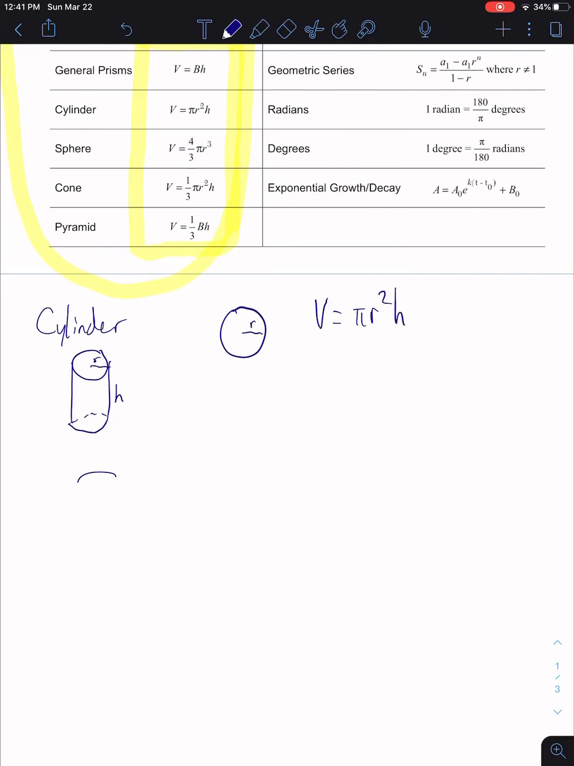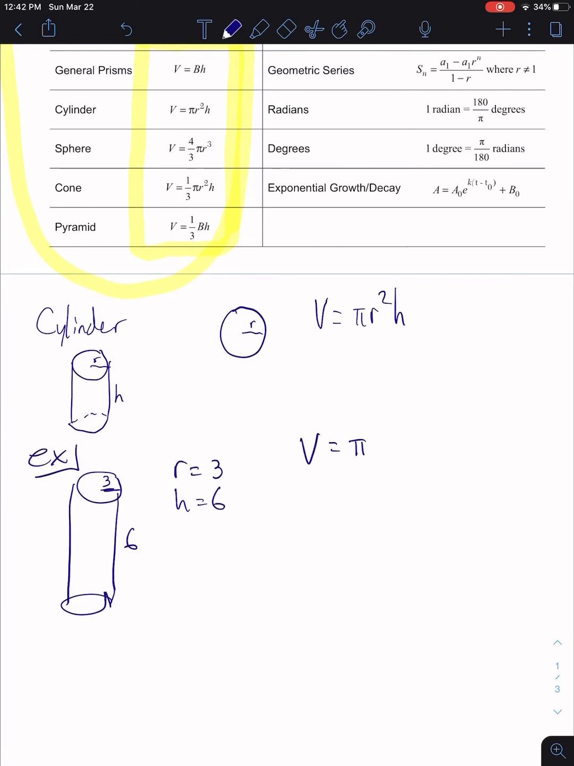Let's say that we have a cylinder, and let's give it some numbers. Again, these drawings will get better as we go. So we've got a radius of 3 and a height of 6. So for our example here, we know that the radius is equal to 3. We know that our height is equal to 6. So if we're asked for the volume, it's going to be pi. We're going to multiply the radius squared, right?